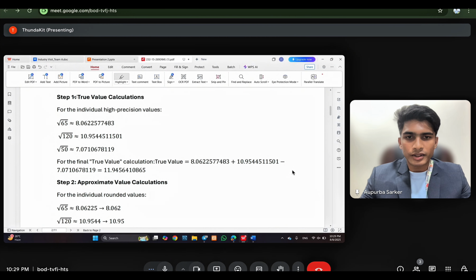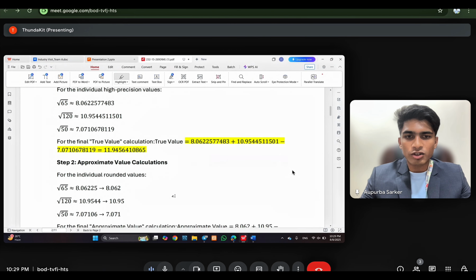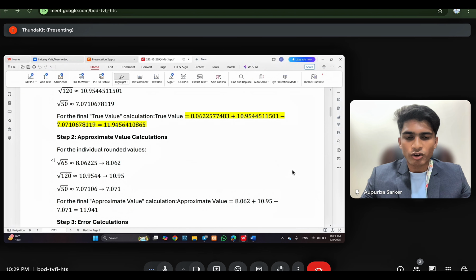First, the true value is the exact result of the expression, calculated using a calculator or software with full precision. The approximate value is calculated by rounding each square root to 4 significant digits and then performing the operation.